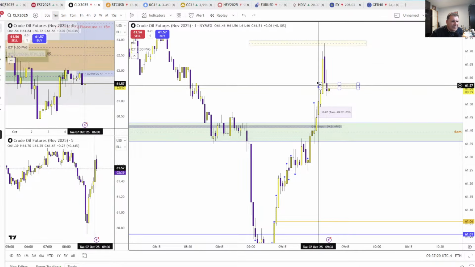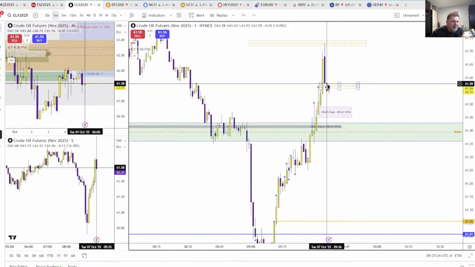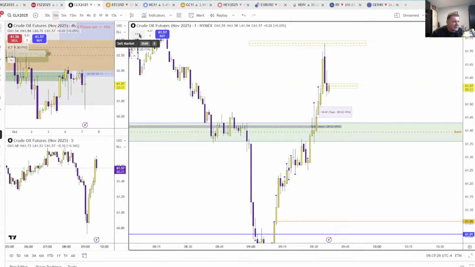Stop loss would go above that mean threshold. I don't want to see that revisiting there. You can come back up and tap the top. The perfect place is right there. Right there. Perfect place for a short.